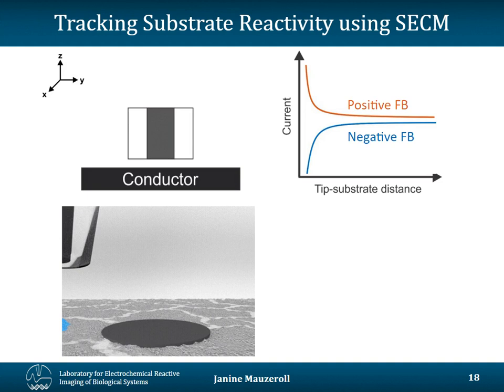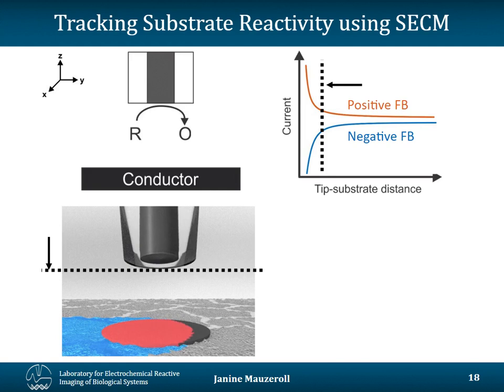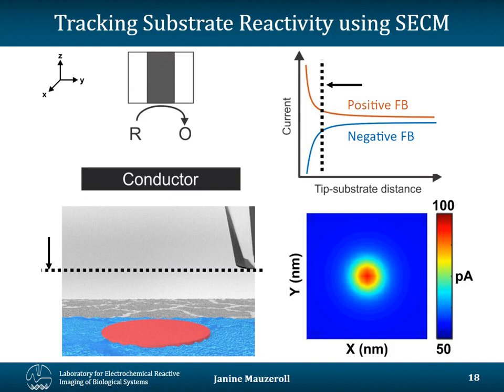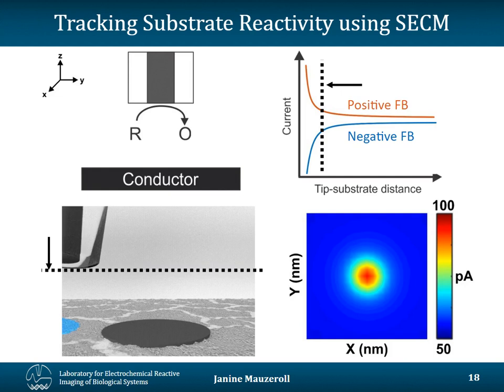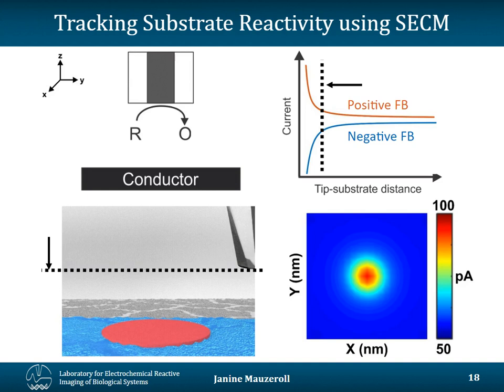Now, the imaging component of SECM comes in when you choose to select a certain tip-to-substrate distance highlighted in the dashed line, and then raster that microelectrode across the XY plane of your substrate. And when you do this, it's possible for you to pick up contrast in terms of reactivity of the surface. And then you end up having SECM images across the XY plane, where in the middle, for example, I would have a hot feature where the current would be much higher in red, around 100 picoamps. And if it's surrounded by an insulator, the current would be much lower.